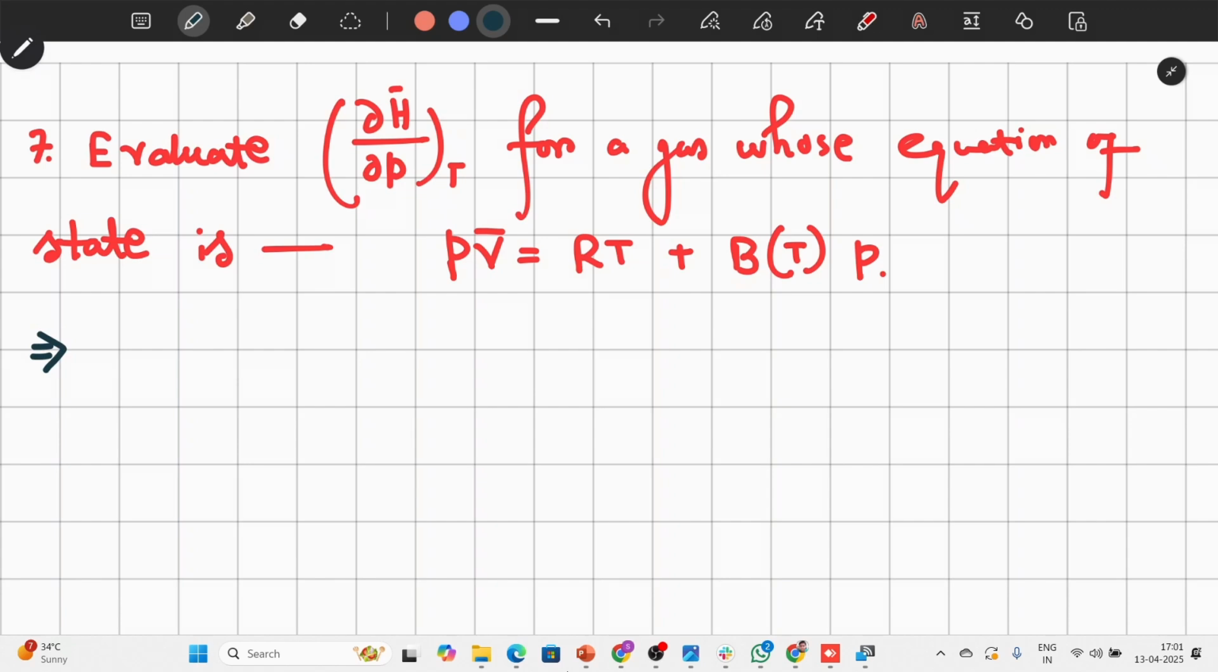Bar means per molar. What is this B(T), P? B is not a constant. B is a variable which is a function of temperature. P is pressure. Okay.